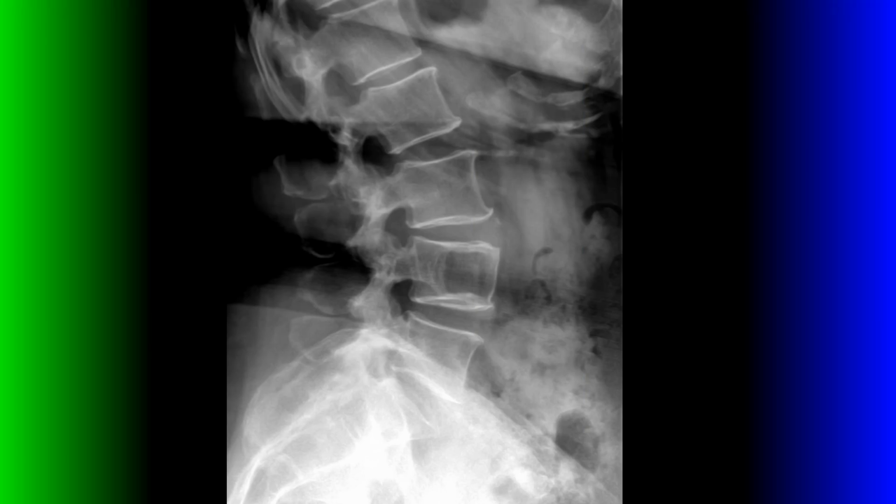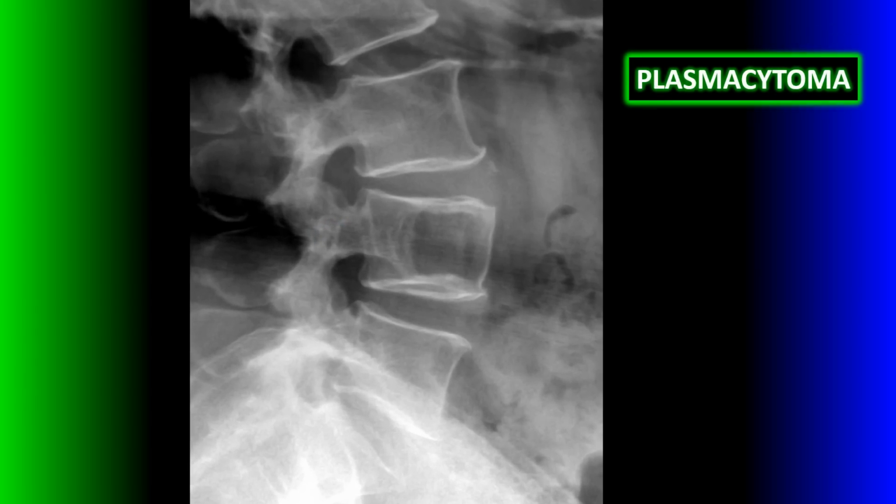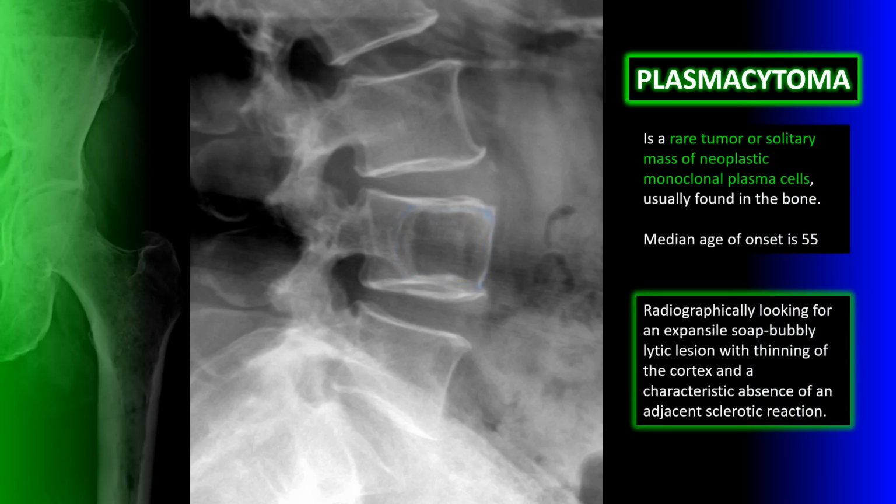Here's a radiographic example of a rare spinal tumor. You should notice something different about the vertebral body shape of L4. And what we see is a slightly expansile, soap bubbly lytic lesion within the L4 vertebral body with thin cortices and no obvious evidence of an adjacent sclerotic reaction. And this is characteristic of a plasmacytoma, again a rare spinal tumor.